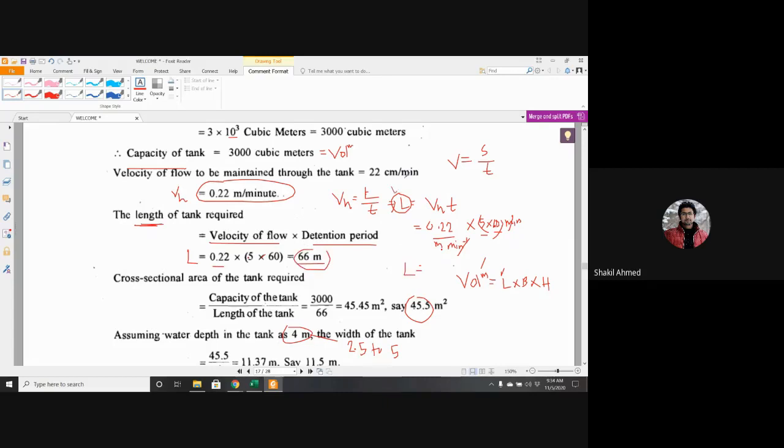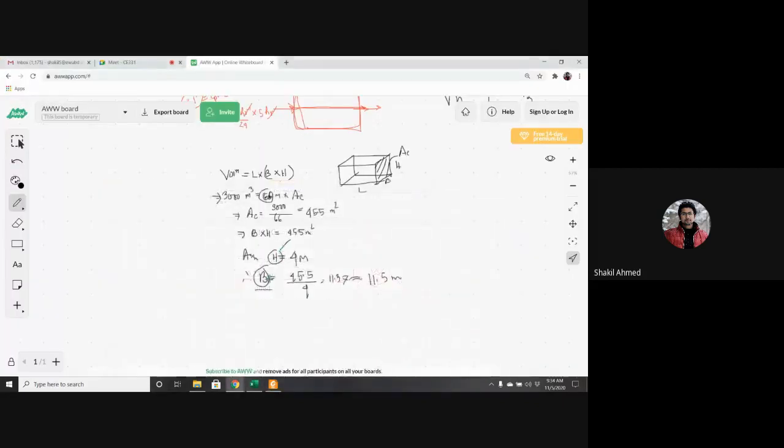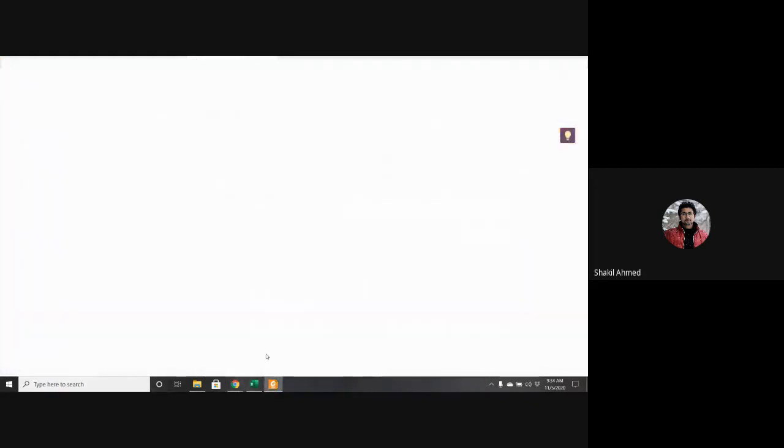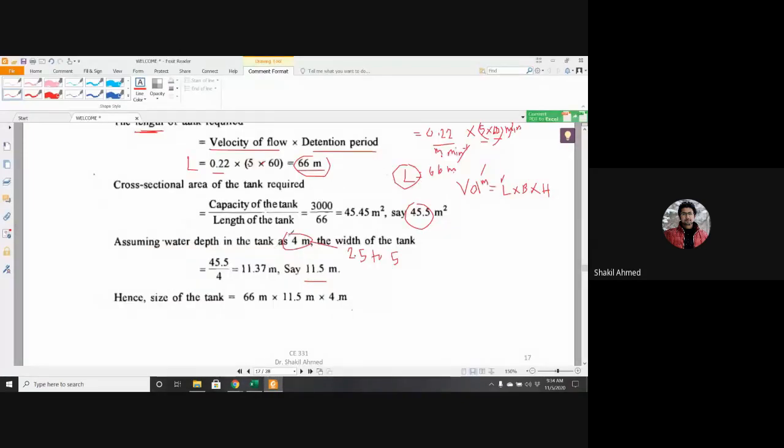L here, right? 66 meters. So we determined L, we determined H, and we determined B. That's it. Problem solved. The size of the tank is 66, 11.5, and 4. This is the L, this is the B, and this is the H. Clear?